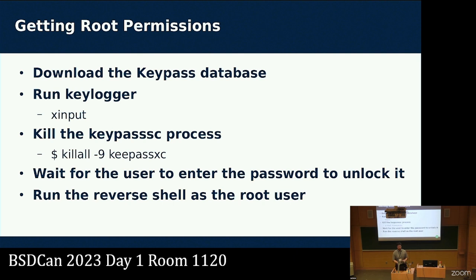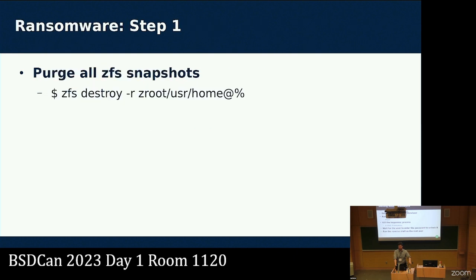Okay, so finally, getting root permissions. The attacker is assumed to download the KeePass database, run the keylogger, and then kill the KeePass process. You can also just use the KeePassXC CLI tools if you have a shell session on the box. But running interactive programs in remote shells is a good way to break your connection.